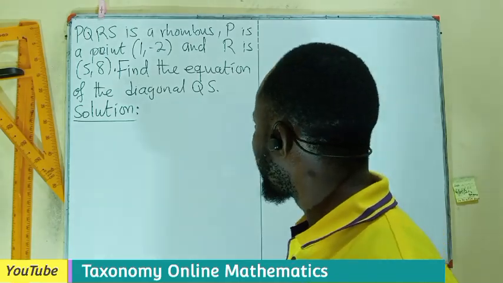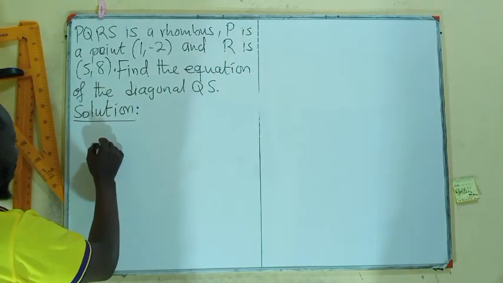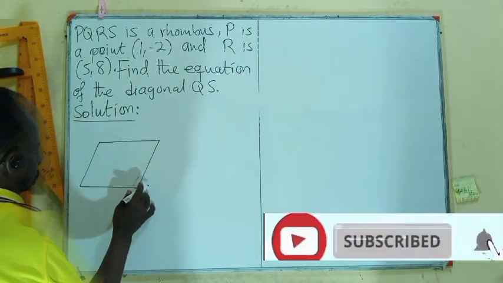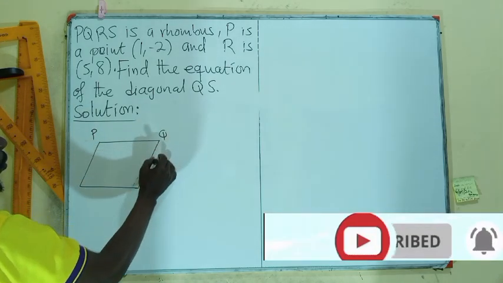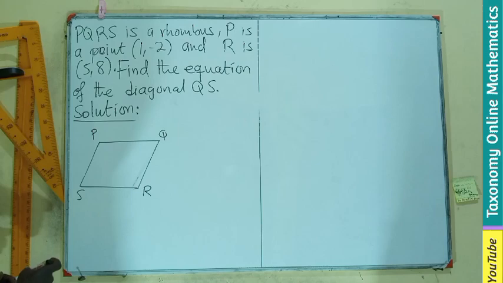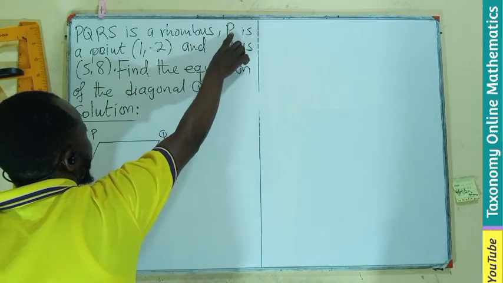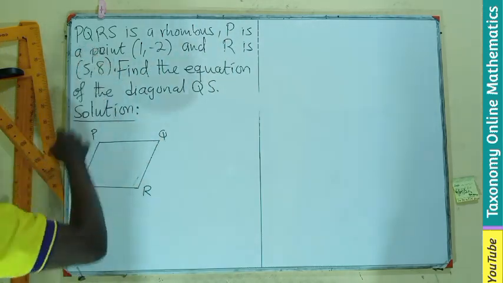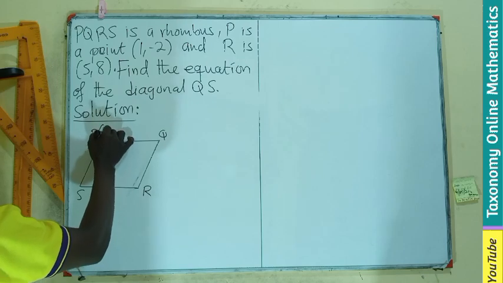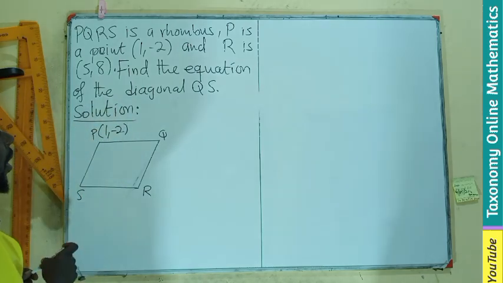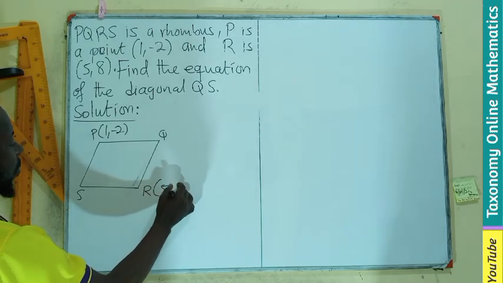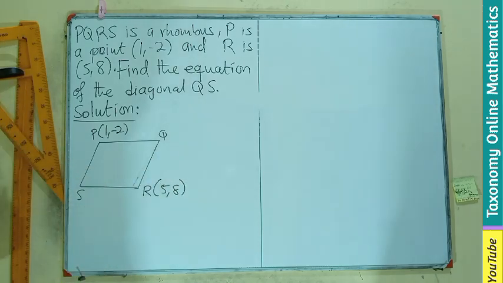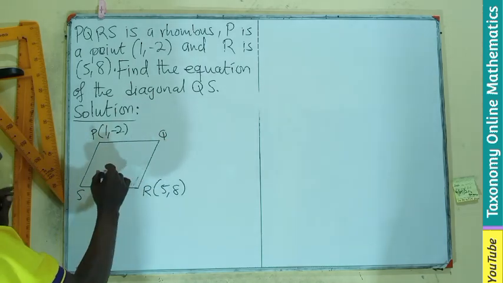PQRS is a rhombus. Let's see if you can make a sketch of that from the start. Okay, so we are having PQRS as a rhombus where P is a point (1, -2), and R is also a point (5, 8). We have to find the equation of the diagonal QS.